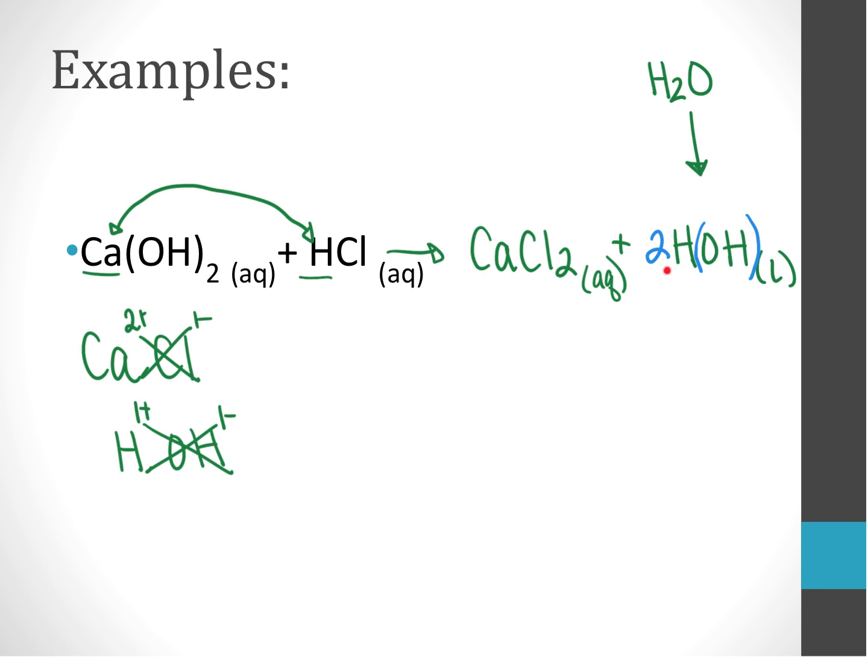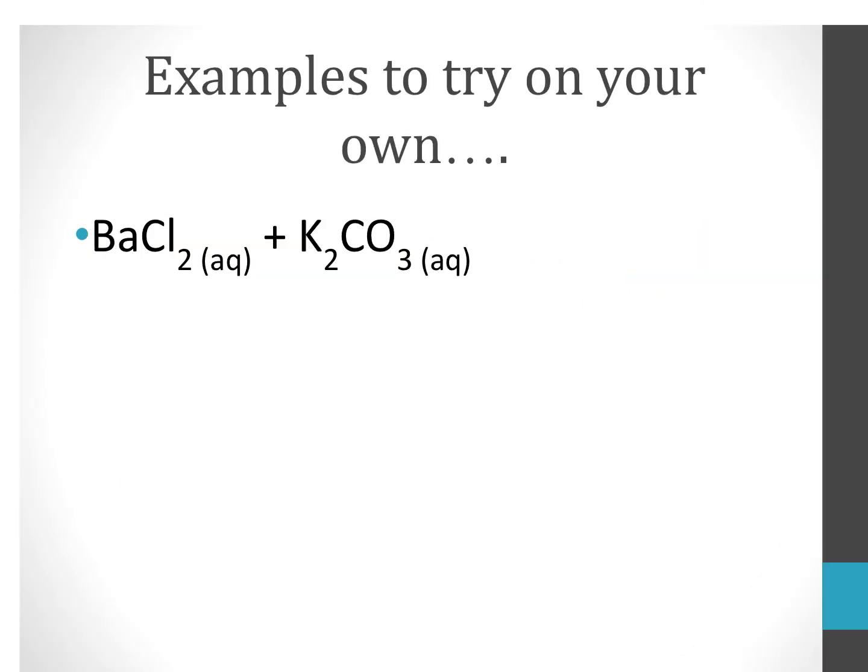Now, how many hydrogens are there? 2. So what do you have to put right here? 2. So 2 hydrogens. It also distributes to the chlorine, so 2 chlorines. And how many chlorines are over here? 2. There's 1 calcium and 1 calcium. So are we balanced? Yes. Good. Try this one on your own. See how far you can get without any help, and I'm going to circulate, so if you need help, call me over.